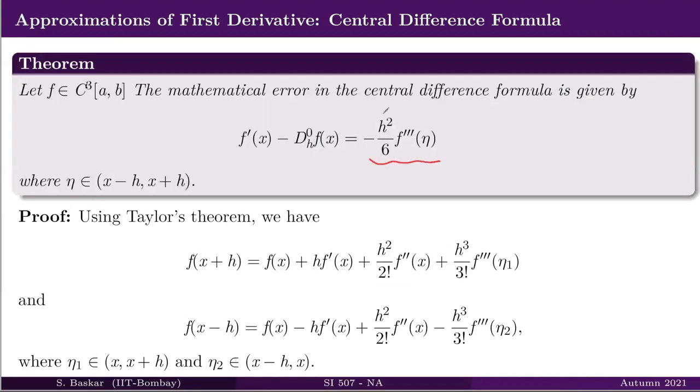You can see this. Also, you can see that the mathematical error is of order 2 in the case of central difference formula, unlike in the case of forward and backward difference formula where we had the order as 1.